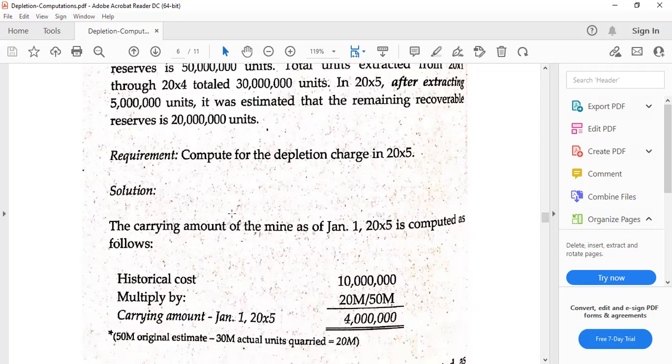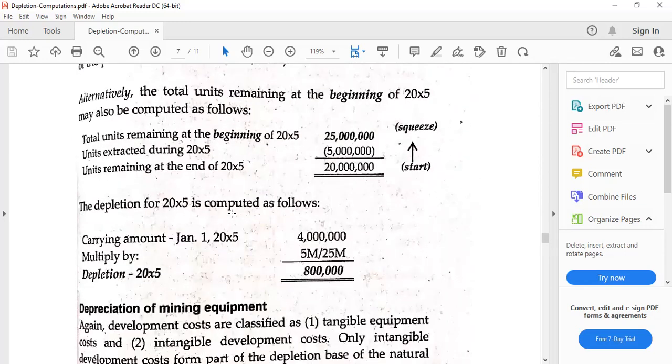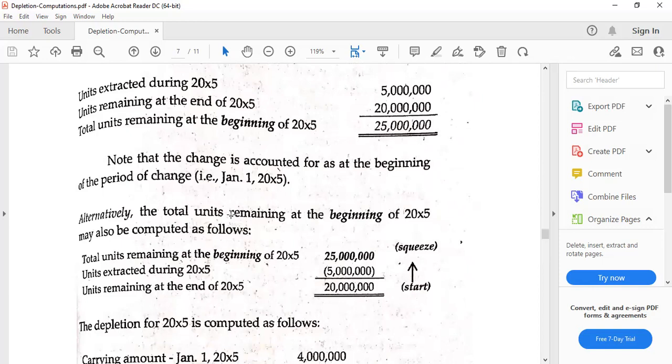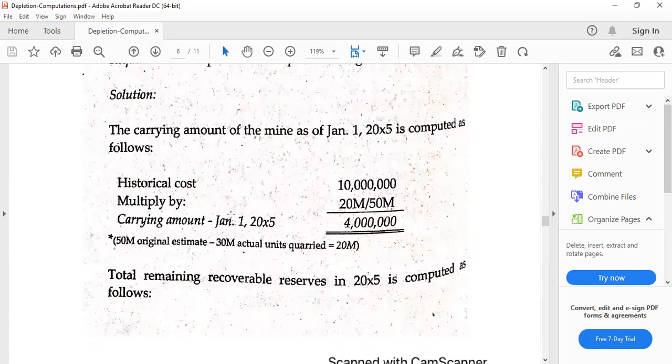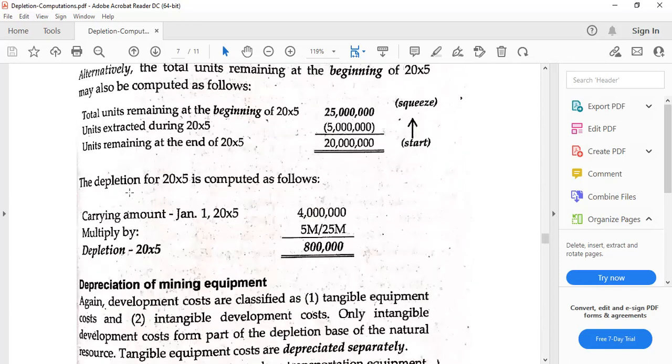For our respective depletion. So our depletion expense, but it's not an expense, it's going to be capitalized as cost of inventories or the wasting assets as extracted. And that would be 0.2 times 30 million units. Again, that's 6 million. 10 million minus 6 million equals 4 million pesos, which is the carrying amount. And we use that 4 million to divide to our 25 million units estimated to be extracted equals 0.16 times the number of units extracted in 20x5, which is 5 million units, equals 800,000. So that's how we got depletion. All right, so hopefully you got that part.